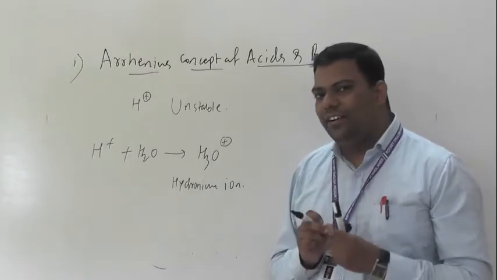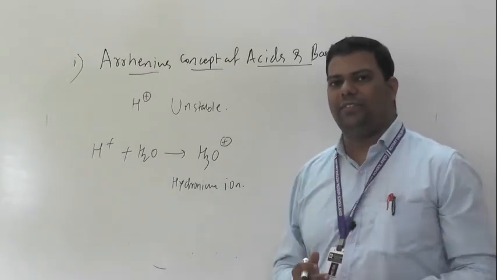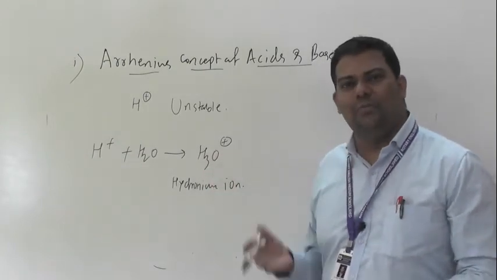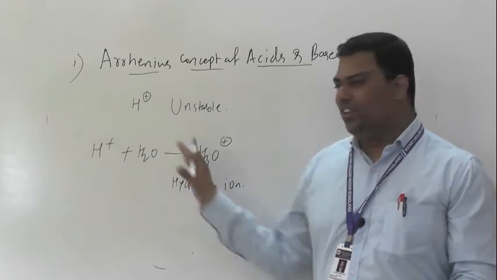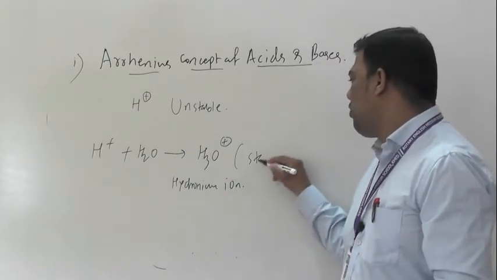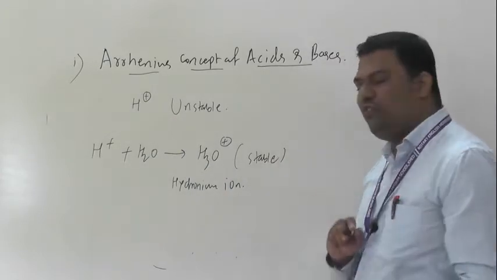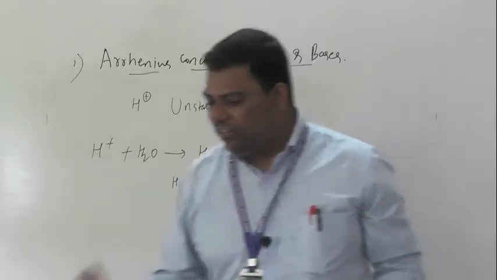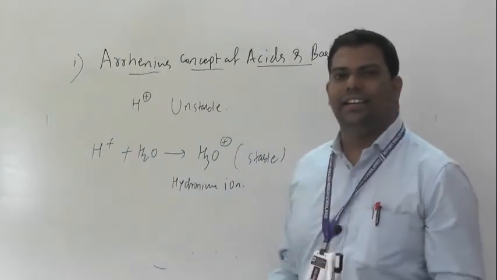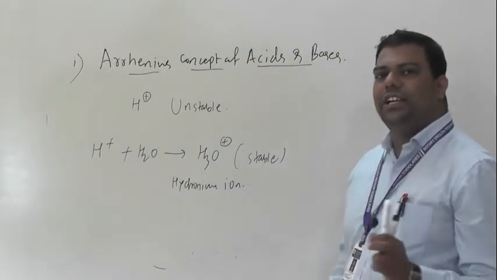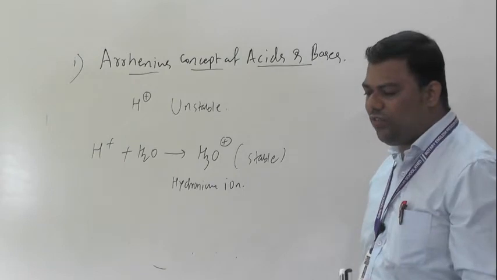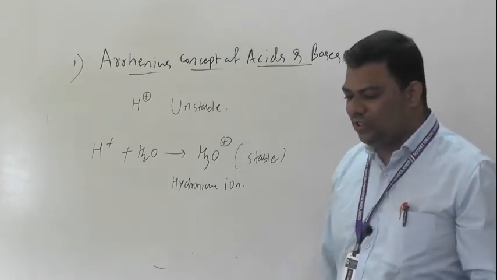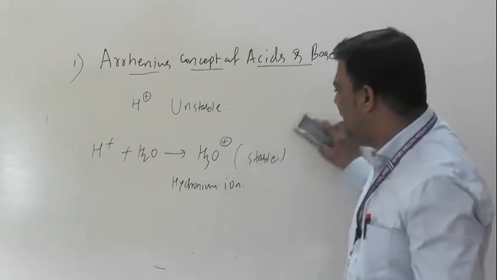And whatever property of that acid, it depends on the H3O plus ion. Obviously this H plus is unstable, so it becomes quite stable as H3O plus. Understood? So the acidic property of an acid in aqueous solution depends on hydronium ions. So we will discuss some other examples.